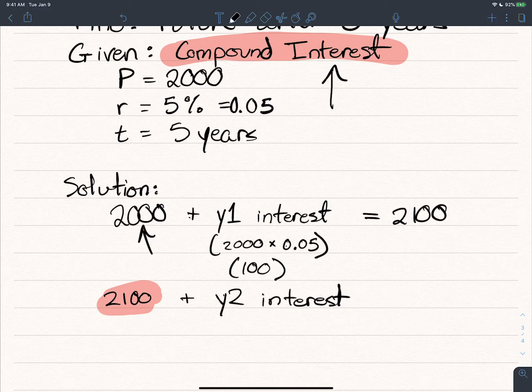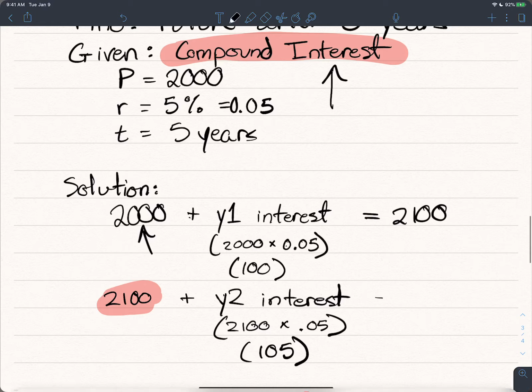Instead, for year two interest, what are we gonna do? We're gonna do 2,100 times 0.05. And what do we get when we do 2,100 times 0.05? Now you owe $105 for this year, right? That's what you owe now. 2,100 times 0.05, $105. So after year two, Afia doesn't owe you $2,200. After year two, Afia owes you $2,205.